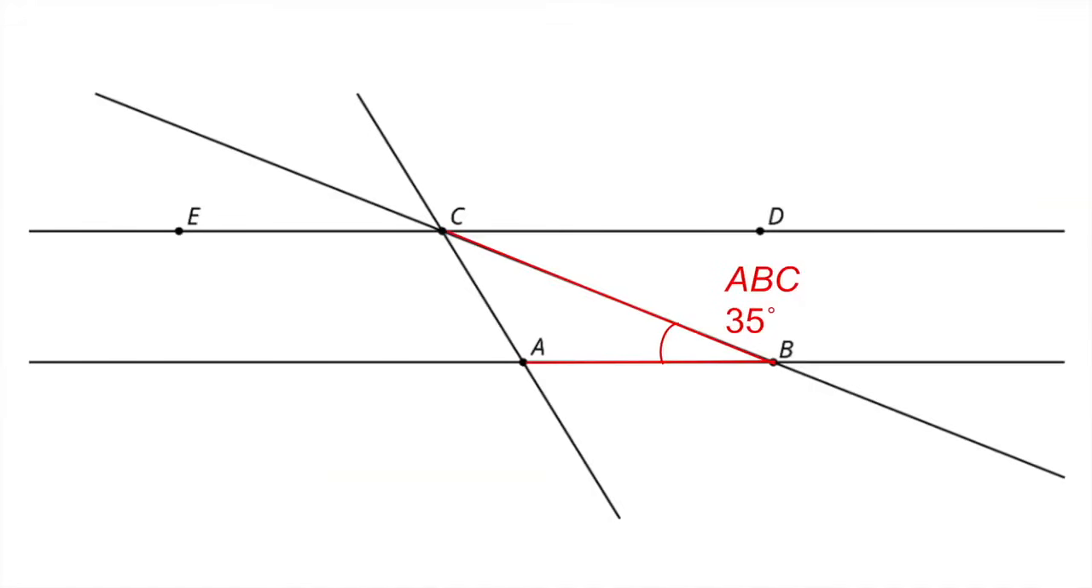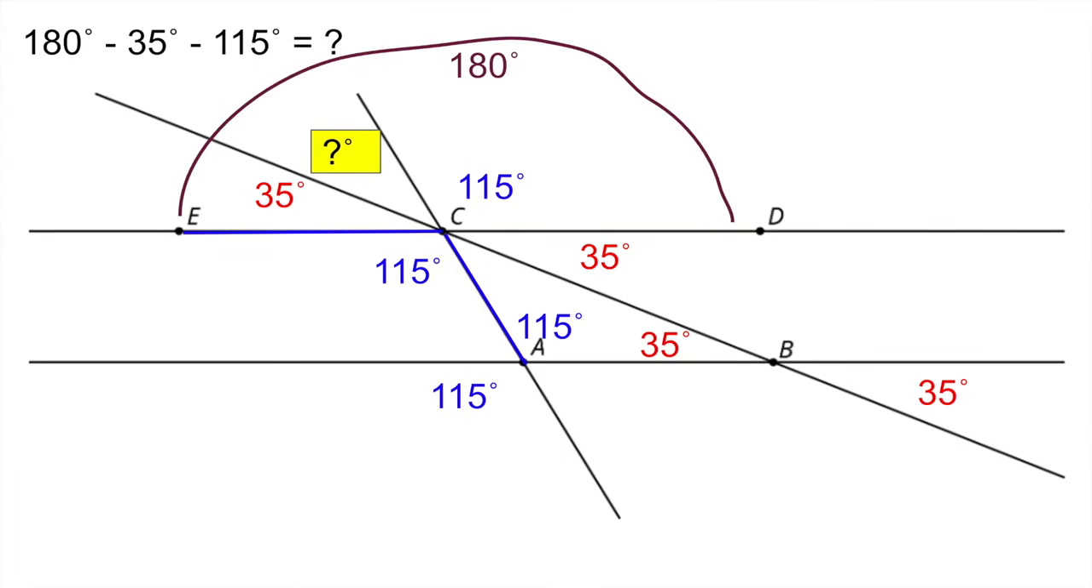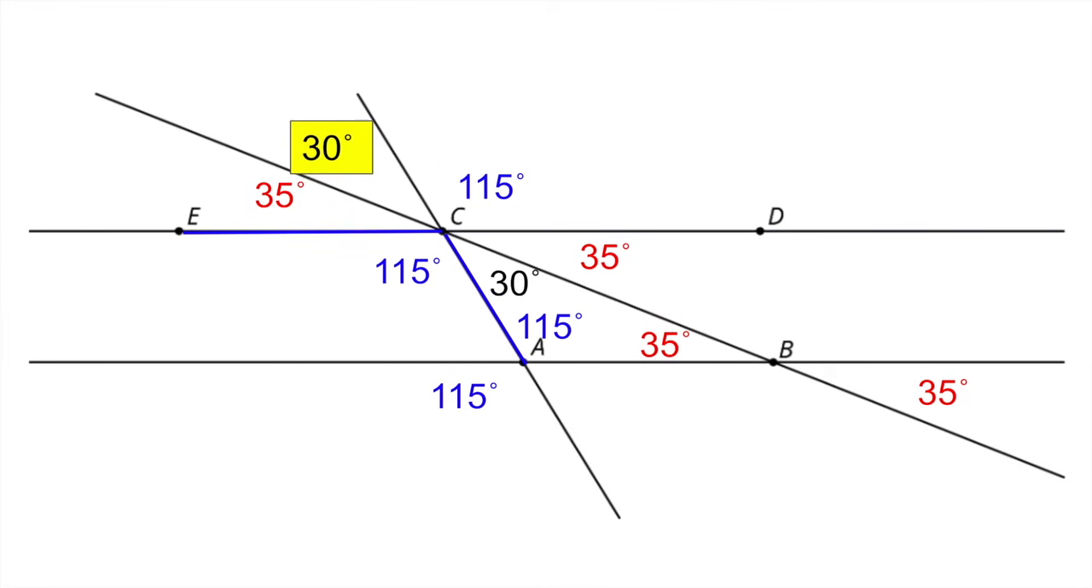They told us that angle ABC had a measure of 35 degrees, so all the corresponding angles will also be 35 degrees. They told us that angle BAC had a measure of 115 degrees, so all the corresponding angles would be 115 degrees. Line ED forms an angle of 180 degrees. 180 minus 35 minus 115 equals 30. So the measure of this missing angle is 30 degrees, and its corresponding angle will also be 30 degrees.